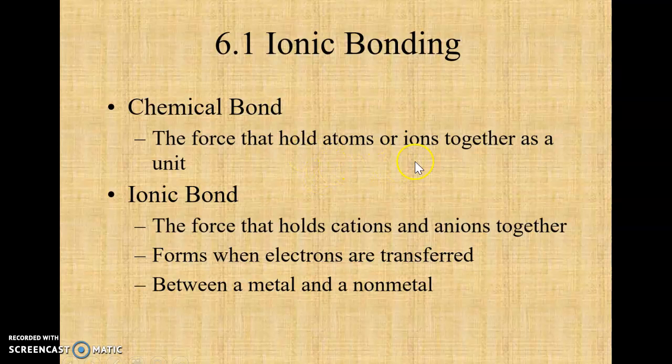Chemical bond, the force that holds atoms or ions together as a unit. Ionic bond, the force that holds cations and anions together. It forms when electrons are transferred between a metal and a non-metal. It's very important to remember, ionic bonds are always between a metal and a non-metal.